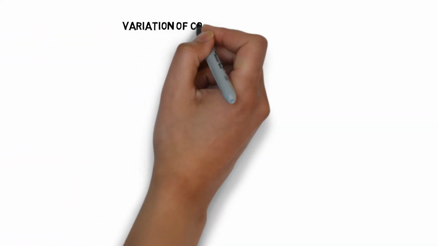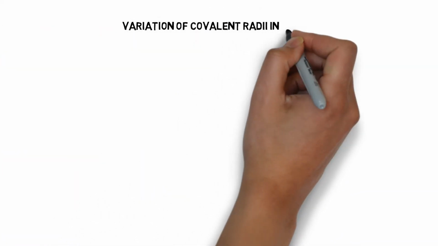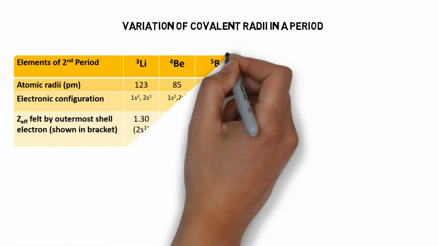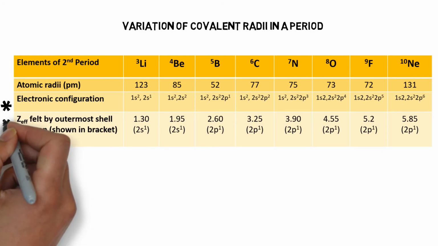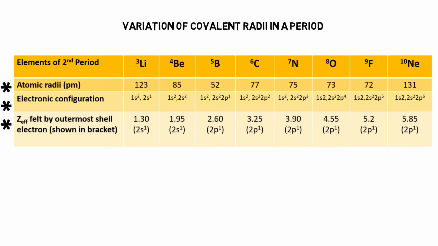Now, let me show you the variation of covalent radii in a period. For this, consider the elements of second period of modern periodic table. In the table shown here, electronic configuration, effective nuclear charge felt by outermost electron, and covalent radii of elements of second period are given.